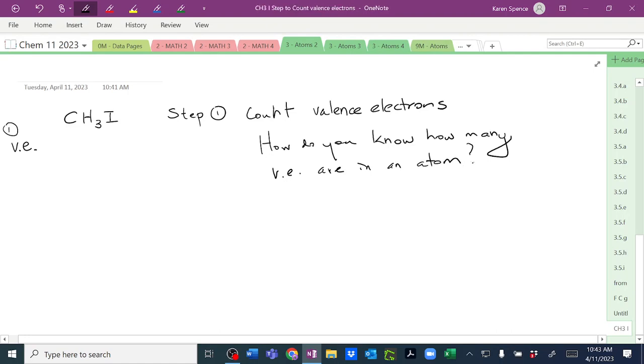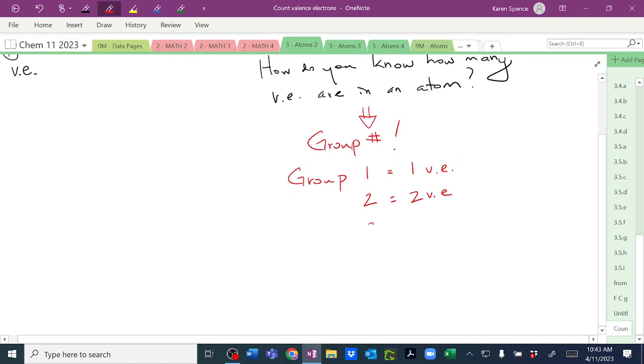How do you know? The group number, right? Group 1 equals 1. Group 2 equals 2. And then group 13 equals 3, 14 equals 4, etc. Okay? So that's how you know how many valence electrons.